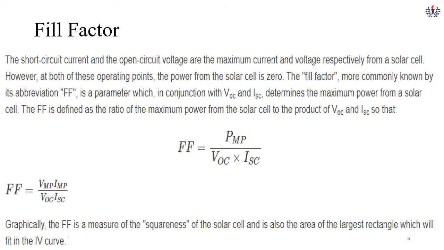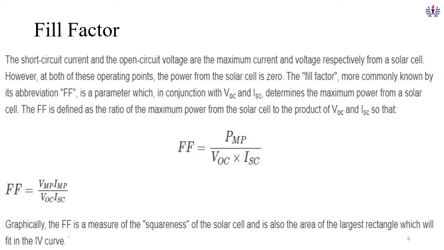Before discussing that, we should know what fill factor means. The short circuit current and the open circuit voltage are the maximum current and voltage respectively from a solar cell. However, at both of these operating points, the power from the solar cell is zero. The fill factor, more commonly known by its abbreviation FF, is the parameter which, in conjunction with VOC and ISC, determines the maximum power from a solar cell. The fill factor is defined as the ratio of maximum power from the solar cell to the product of VOC and ISC. So, fill factor is equal to PMP divided by VOC times ISC.